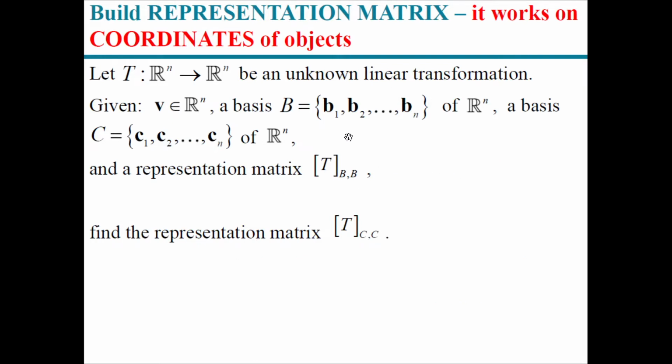So let's see how that works actually. I'm given some linear transformation. In this case, it goes from Rn to Rn, so we call it a linear operator. And I'm given some vector v in Rn, and we have two different bases, B and C, for Rn. And I'm given the representation matrix T_BB, so the representation matrix of the linear transformation T relative to the basis B. My job is to find the representation matrix T_CC, so the representation matrix of the linear transformation relative to the basis C. How do I do that? So that's what we need to see.